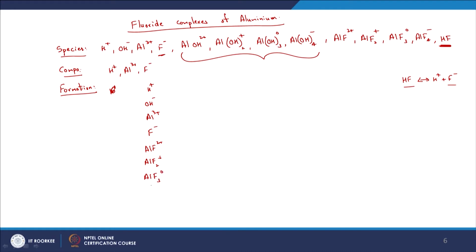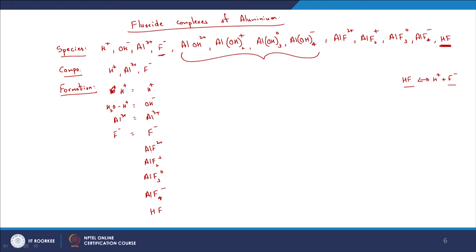AlF3 with 0 charge, AlF4 with negative charge, and HF. Now let's see how I can form my species from my components. On the left hand side I am going to have my components: H+ leads to H+, and H2O minus H+ leads to OH-. Al3+ leads to Al3+, F- leads to F-.